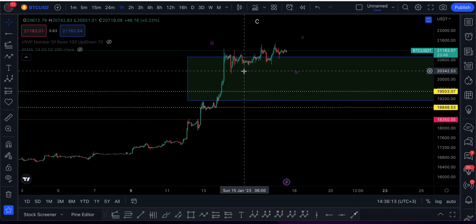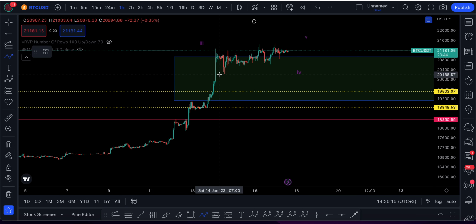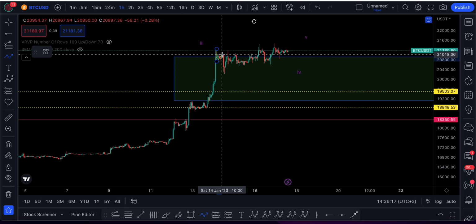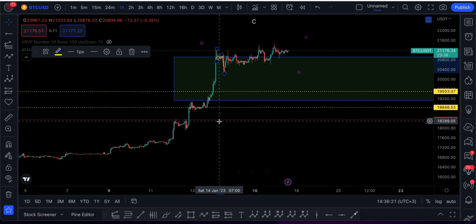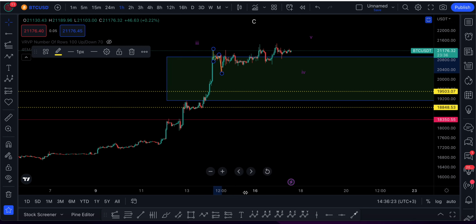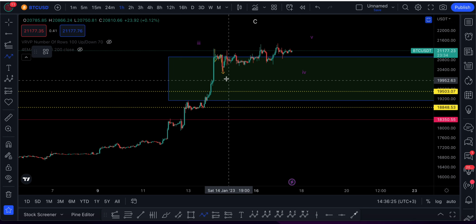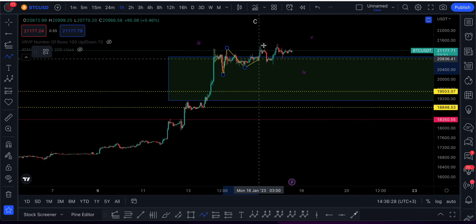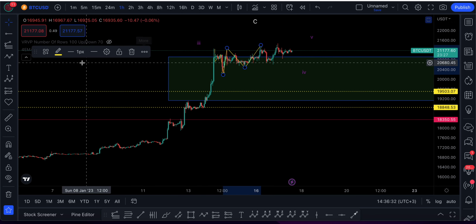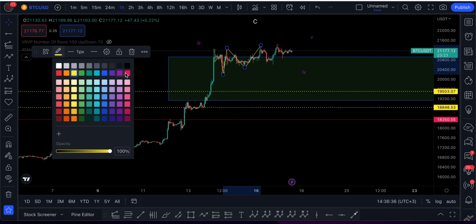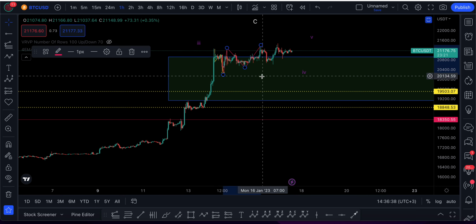All right, so what do we have now? So I'll quickly mark them just for those that are interested in what is happening on smaller time frames. So we have a three-wave move to the downside. We have a three-wave move to the upside, right about there. And I'll mark it, let's say red, so that it is just a little bit different.